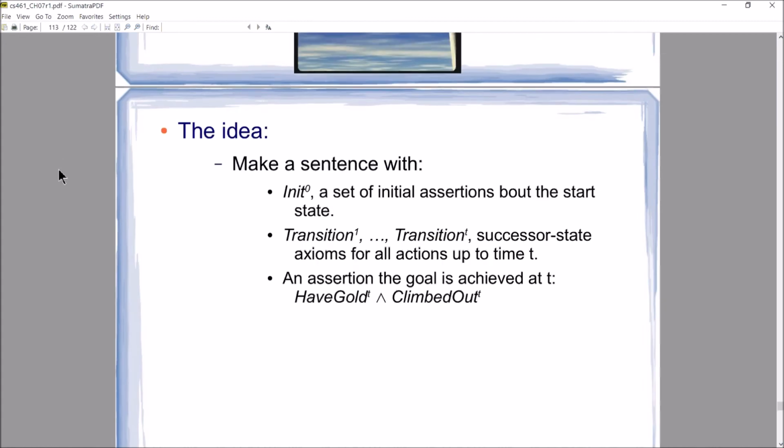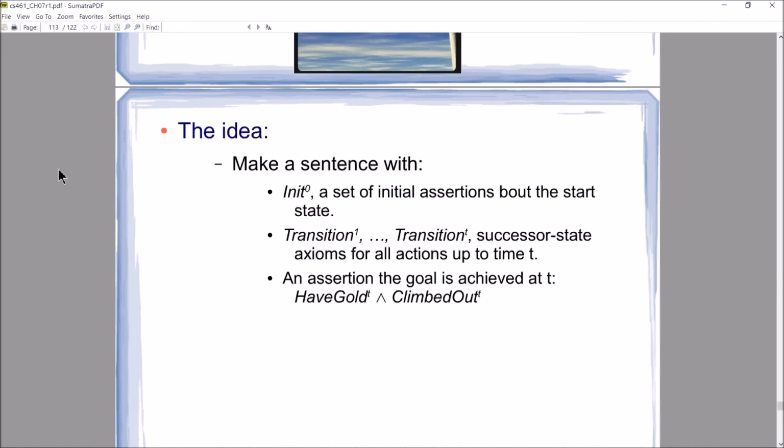So here's the idea. You're going to make a sentence, right? And it's going to have these parts. Okay, it's going to start off with all of the initial assertions about the start state, right? So no pit in square 1-1, no Wumpus in square 1-1, right?